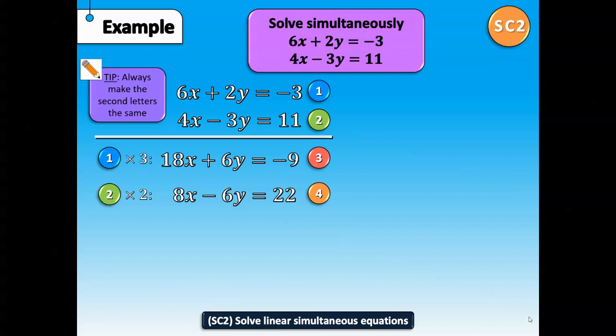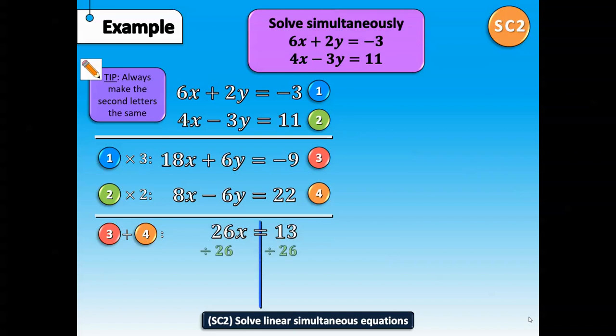Because the signs in front of the 6 are different, this means I add the equations together. So 18x plus 8x is 26x. 6y plus minus 6y is nothing. They cancel each other out. And minus 9 plus 22 is 13. So now I've eliminated the y's, so I can now solve it by dividing both sides by 26. So x equals a half.